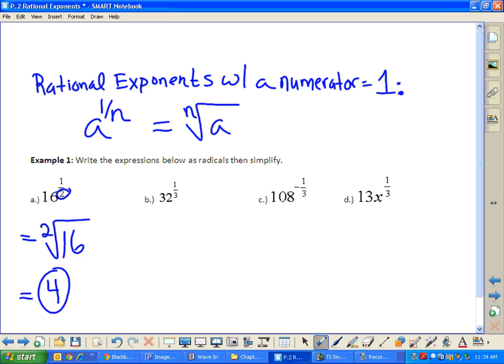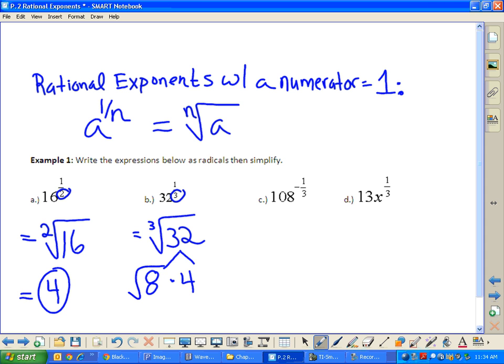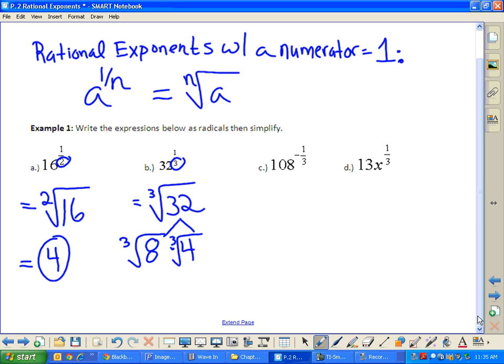If we move into part B, I notice the denominator is 3, which means that I have to take the cube root of 32. And then you have to ask yourself, what's the perfect cube factor that goes into 32? 8. Cube root each piece. And this is me using my product property of radicals to simplify the cube root of 32. The cube root of 8 is 2. And I can't take the cube root of 4. There are no perfect cube factors of 4. So I get 2 cube roots of 4 as my answer there.